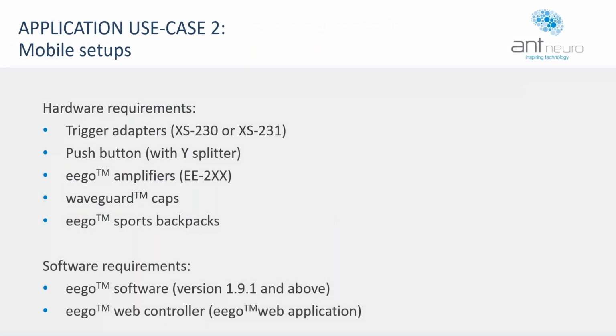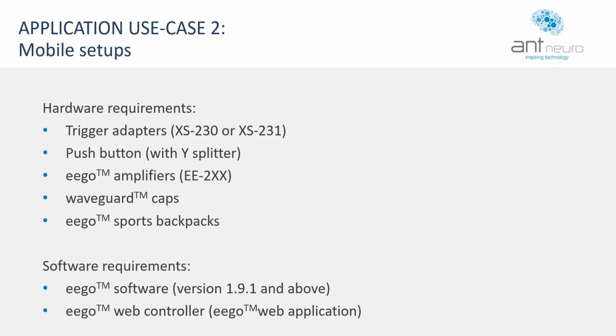As always, I have a little bit on the hardware components that you need to achieve this. Primary being the trigger adapters, so the XS230 and the 231, like we said. So with the DB25 connector or the BNC connector, both possible. The DB25 connector actually has a direct input that can be on the amplifier. If you have a BNC adapter, you need to use it in series with the DB25 connector to actually then connect the trigger option that you have to the amplifier. We would recommend a push button with Y splitter in this case, because then it's easier to send in the hardware trigger at the start and stop of your recording.